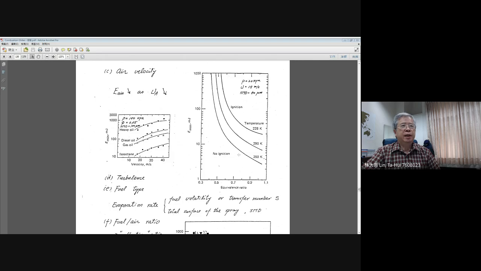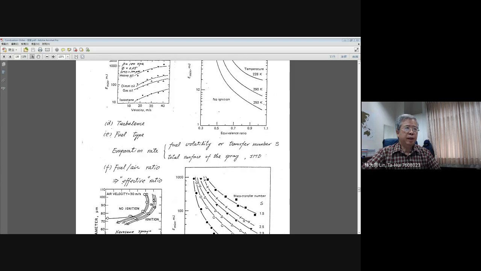And the right-hand side tells you the influence coming from the air temperature. When you have a higher temperature, for example here 350 K, then the minimum ignition energy will be reduced. And when you reduce the temperature, the minimum ignition energy increases. That means the spray is hard to ignite.